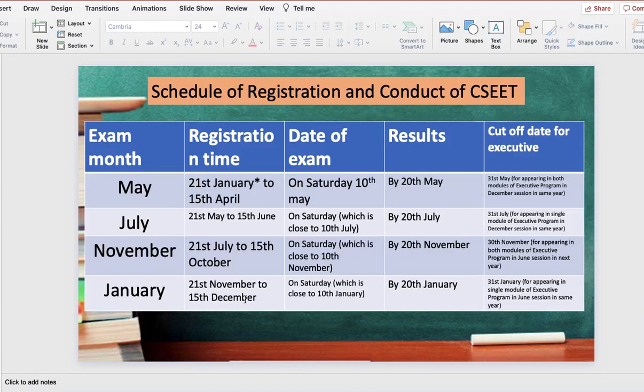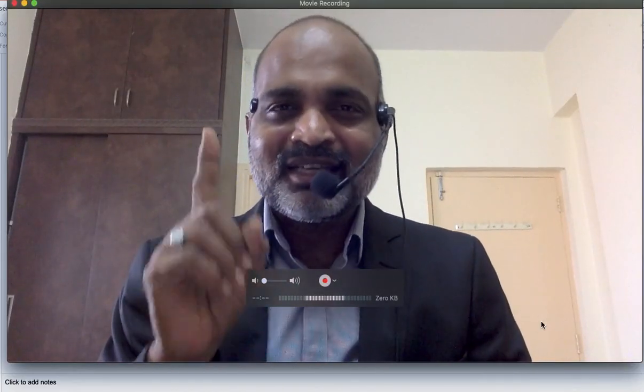Those of you who have not registered for CSET, I'm telling you, registration is not our responsibility. You are supposed to register with ICSI. If you want to write this entrance examination, we are just coaching centers. We are nowhere concerned with registration. Not only me, any coaching center might help you with how to register.